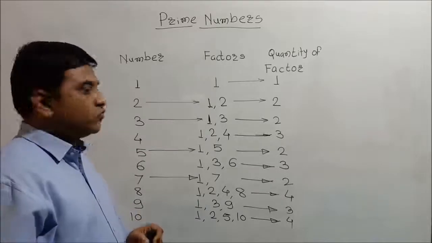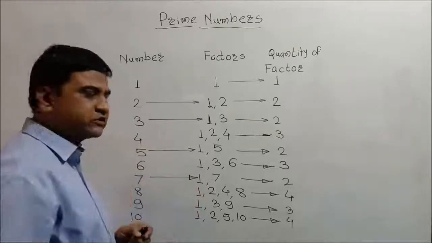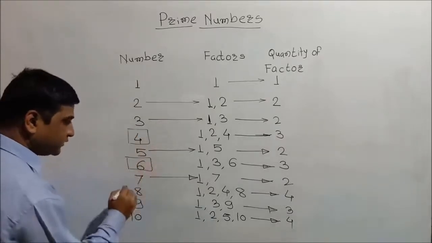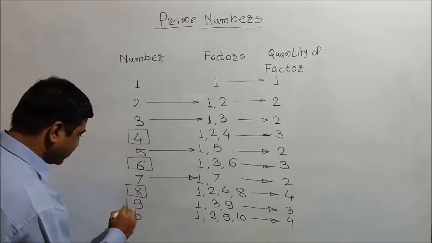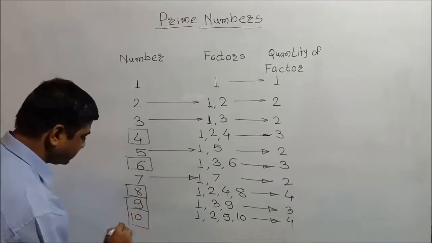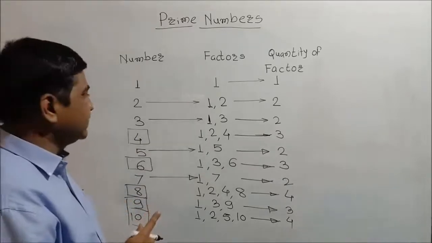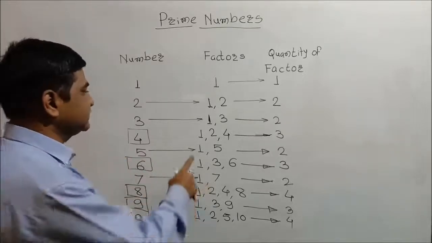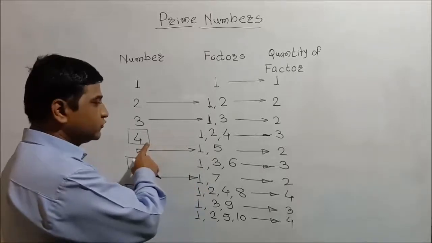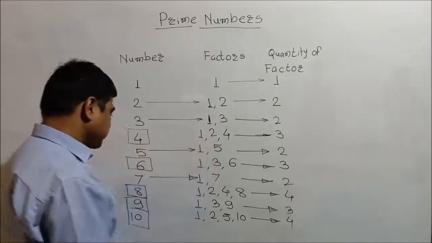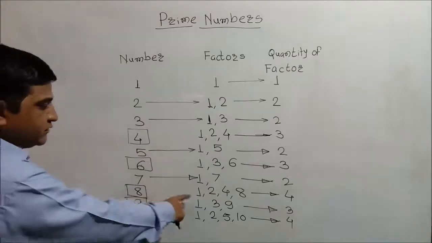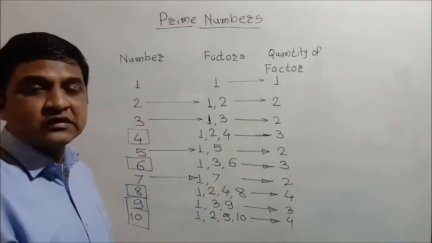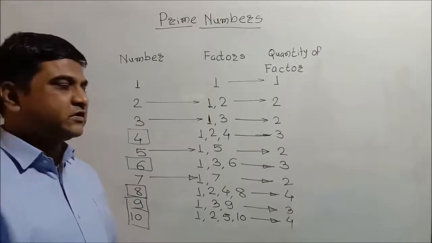Okay, so what is the name for other numbers such as 4, then 6, then 8, 9 and 10? Well, these numbers can be divided by more than 2 factors. For example, 4 has divisors 1, 2, 4. You may take the example of 8, it can be divided by 1, 2, 4 and 8. These numbers are known as composite numbers. Why are they known as composite numbers?